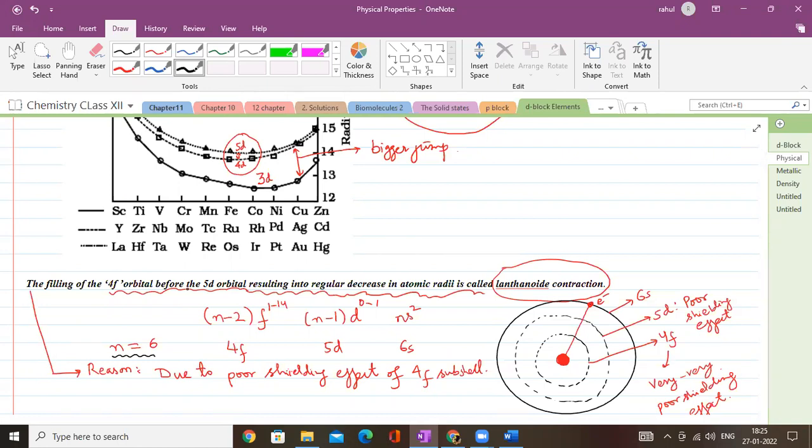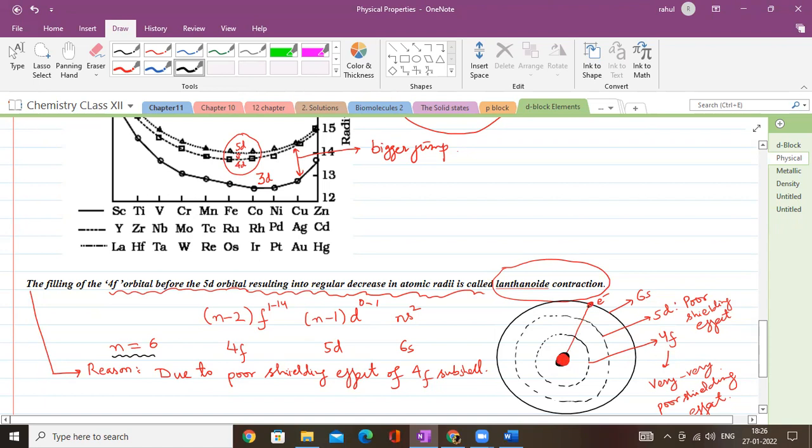Now the question is why, sir? As I said, when you move from 58, 59, 60, 61, 62 till 71, the nuclear charge is increasing, and it keeps increasing. But the problem right now is the shielding effect of the 4f subshell is very, very poor. And 5s, 5d is also poor. So nuclear charge is increasing, but 4f and 5d are not able to shield the nucleus.